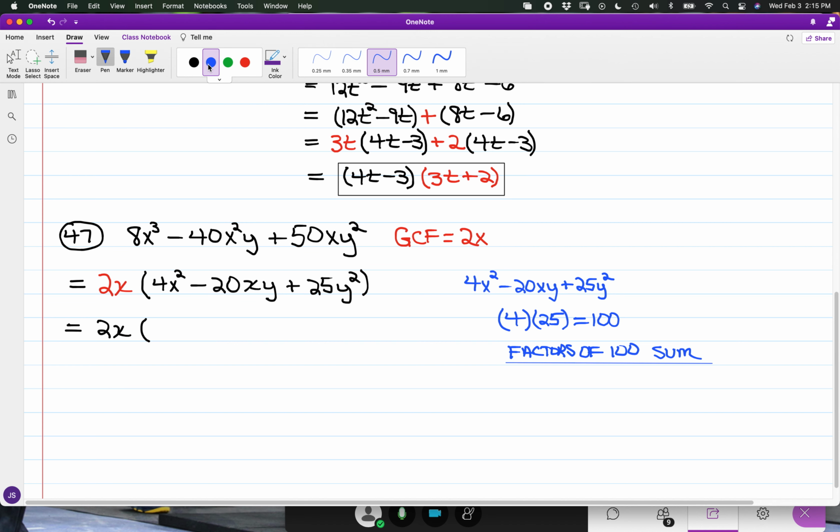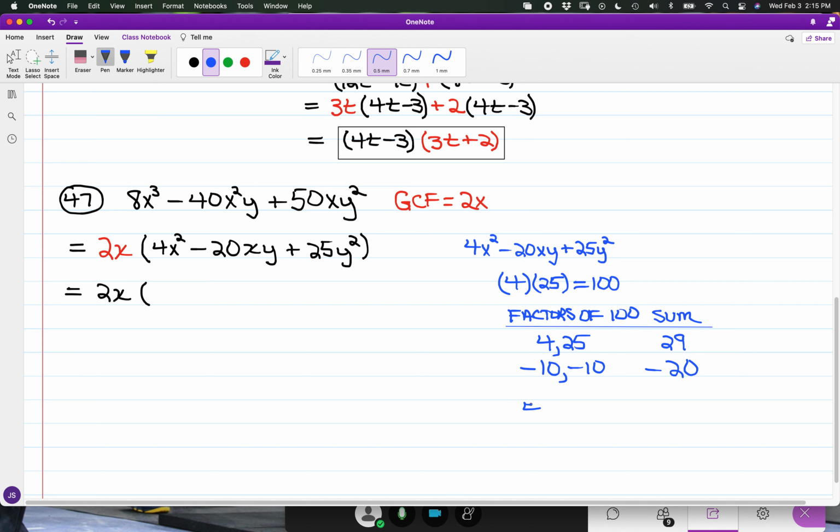Once again, we started out with 4 and 25. Those numbers add up to 29. But to get the right combination that will add up to negative 20, it turns out that we're going to have the factors be identical: negative 10 and itself. Negative 10 times negative 10 is 100. Negative 10 plus negative 10 is going to be negative 20.